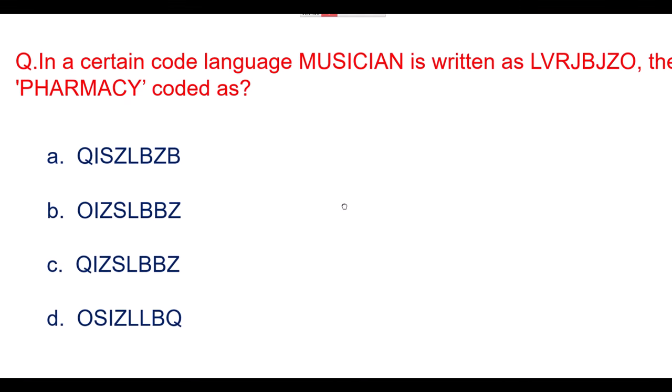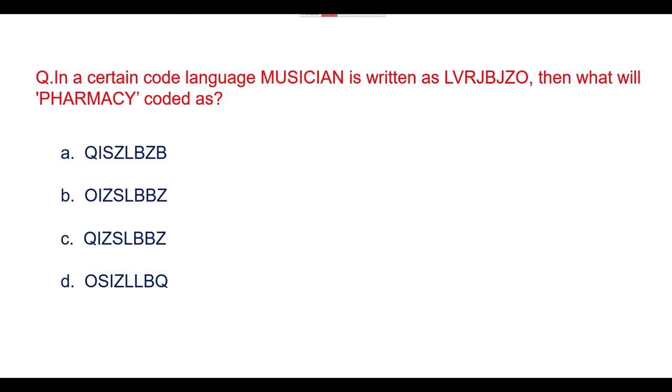Musician is LVR, JB, ZO. Pharmacy is option D: for Delhi, B for Bombay, B for Bombay. So the logic is: first, minus one previous letter, next plus one, minus one, plus one, keep going. So P's previous letter is O, H's next letter is I, A's previous letter is Z, R's next letter is S. With that we have only one option, option B. With the first two letters itself, you can decide the answer. In fact, OI. First minus one previous letter, next plus one next letter.